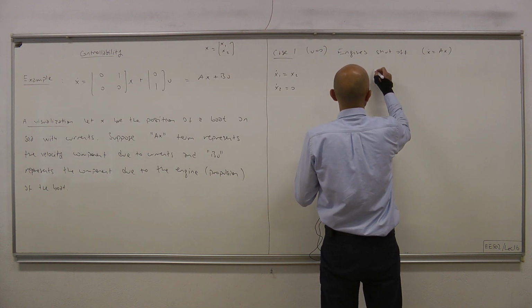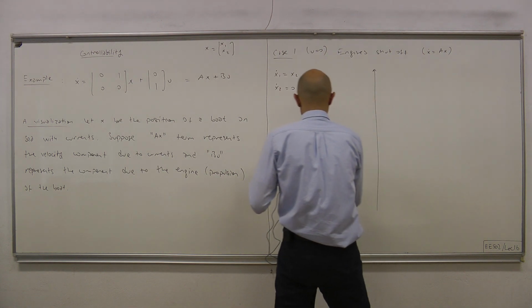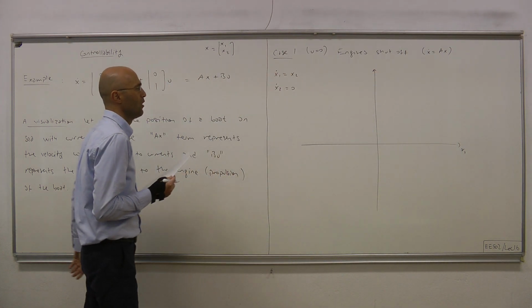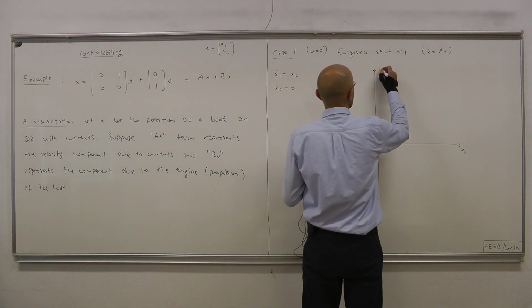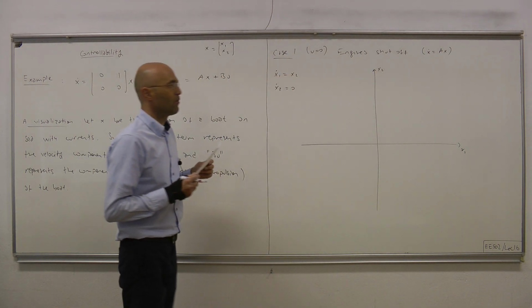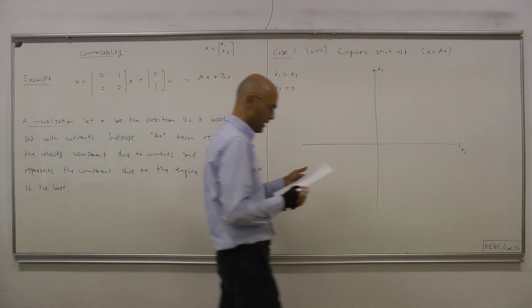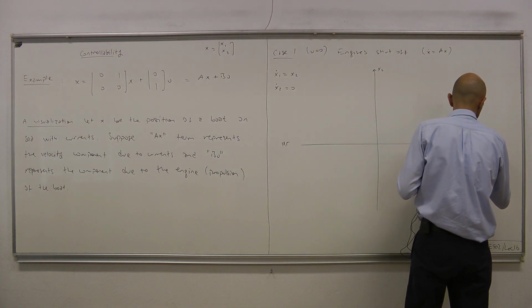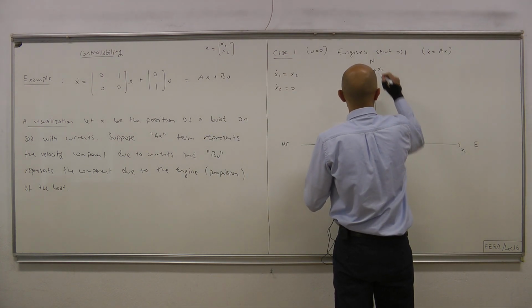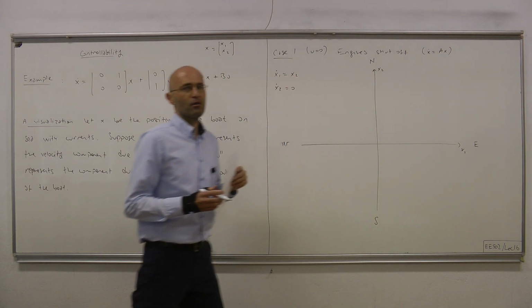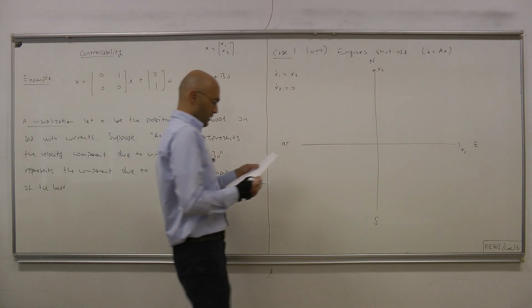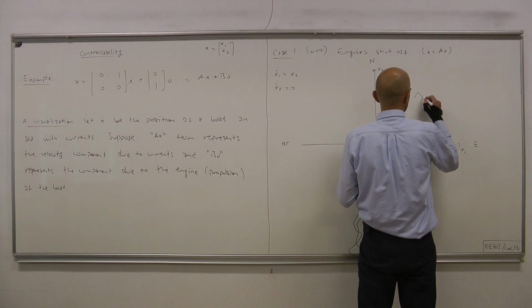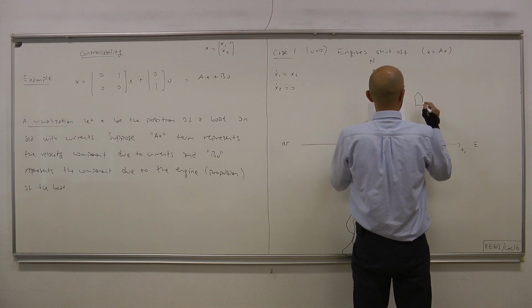So let x1 represent the horizontal coordinate of our boat, and x2 represent the vertical component of our boat. Or we can put some directions: west, east, and here we have north and south. And here this is the origin, and somewhere here is our boat.